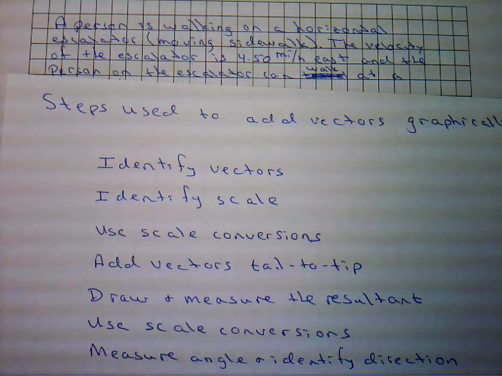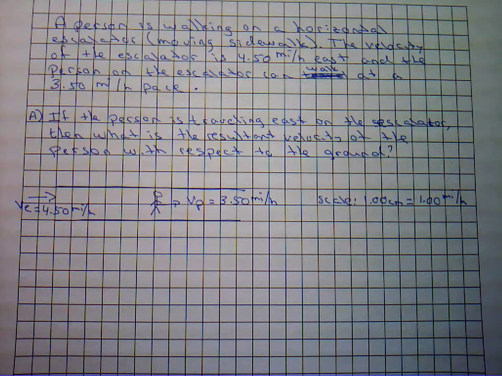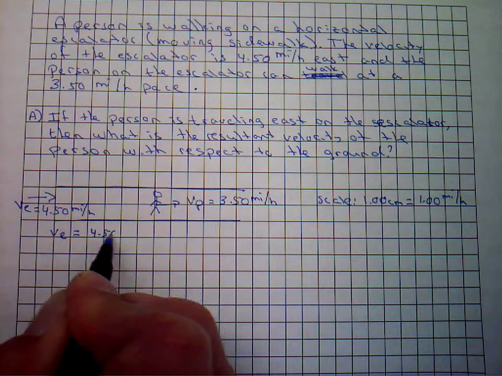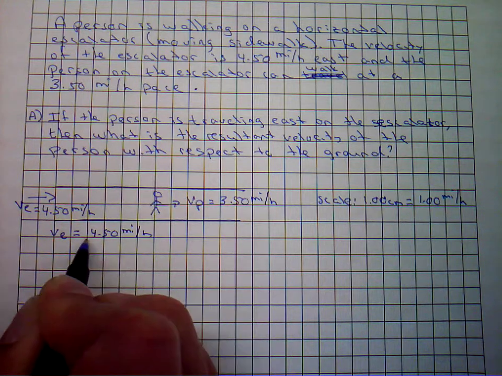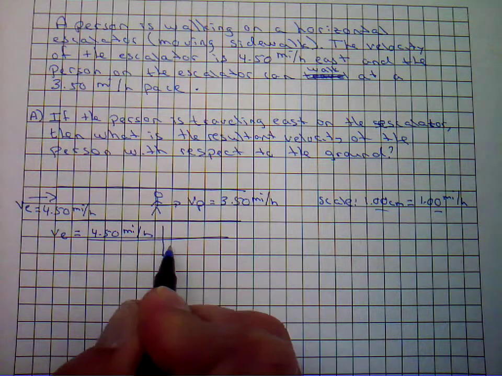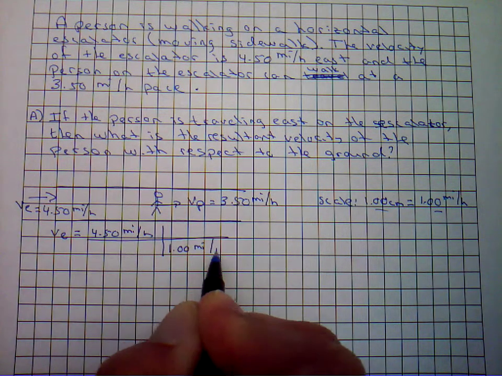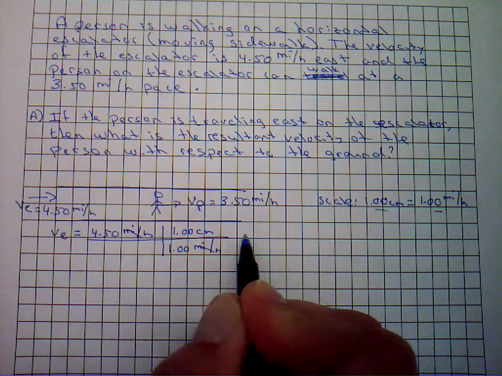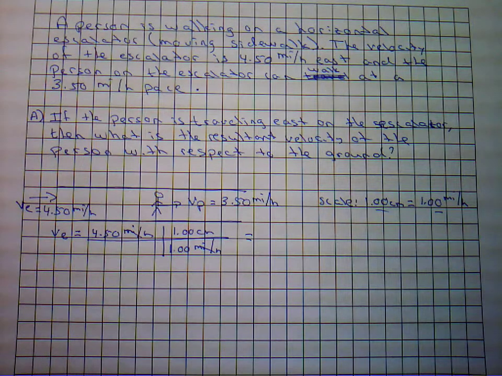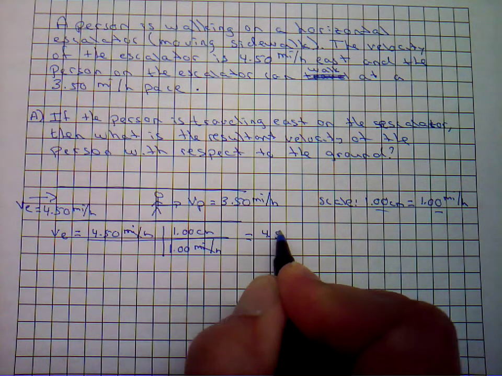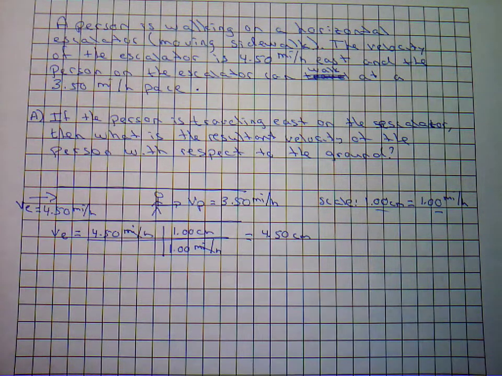The next step, we use the scale conversions. Again, this is a simple process, but you should get in the habit of showing all these steps. So the velocity of the escalator converted to scale is going to be 4.50 miles per hour. And we want to convert that using our scale of 1 centimeter is 1 mile per hour. So the 1.00 miles per hour goes in the denominator. 1.00 centimeters goes in the numerator. Miles per hour cancel. We get the length of a vector that will be drawn to represent a 4.50 mile per hour velocity, and that's going to be 4.50 centimeters for that vector.